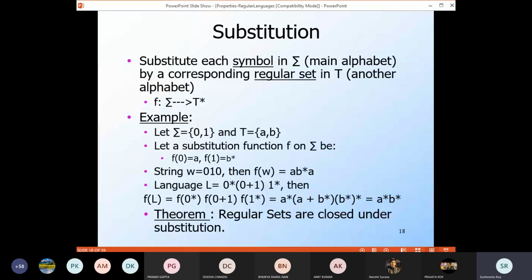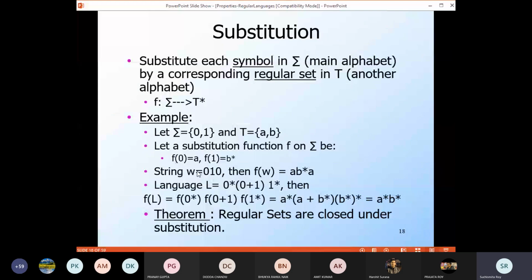So let the given alphabet sigma be 0, 1, and the new alphabet be A, B. Remember, substitution is a function. It is defined for every symbol of the main alphabet sigma. Sigma has 0 and 1, so you define one function for 0 and one for 1. Note that these are replaced by what are called regular expressions. This looks like a single symbol, but it's actually a regular expression, a small one; we've taken a small example. Now, if you apply the substitution on the string 0, 1, 0, each of these symbols is substituted, so we get A, B star, A, as shown here.